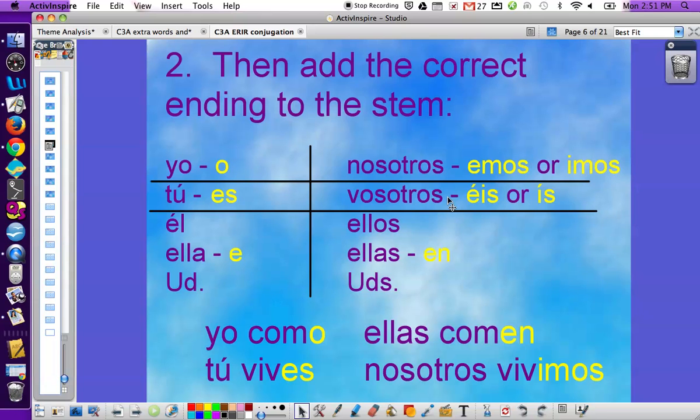Similar in the vosotros form. If it's an ER verb, I take off the ER and I add E with an accent, I-S. But if it's an IR verb, I take off the IR and I simply add I with an accent, S.